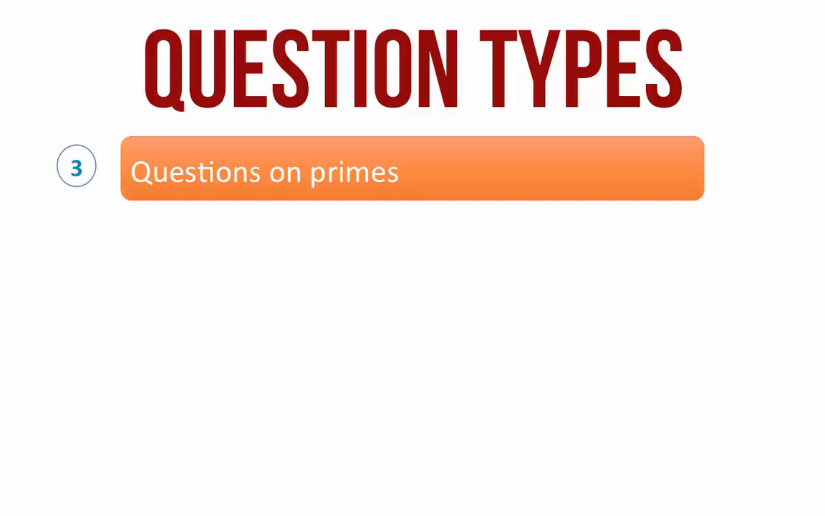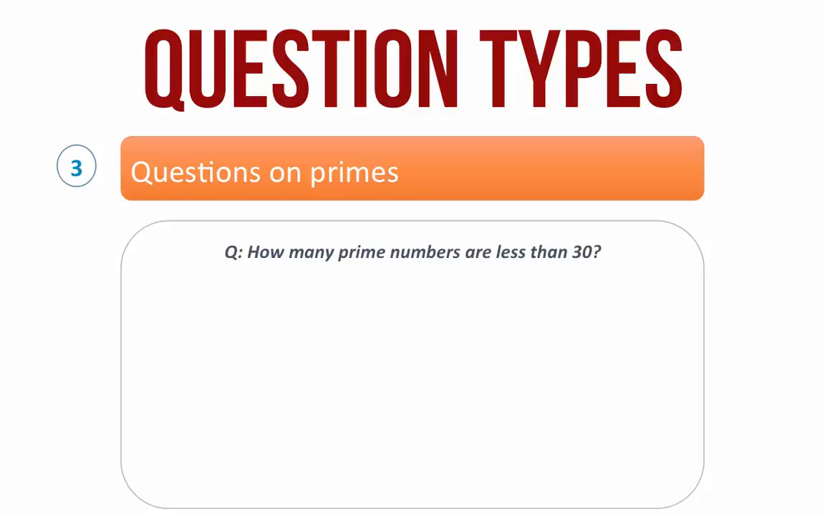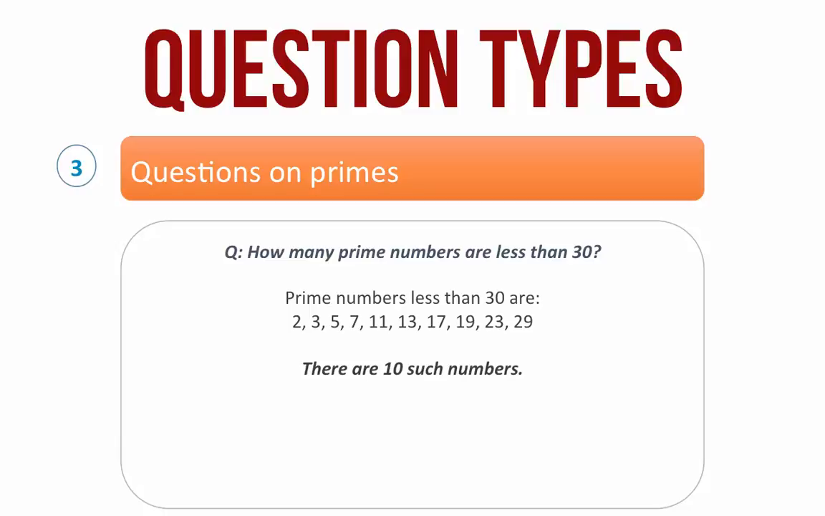Questions on primes. How many prime numbers are less than 30? Prime numbers less than 30 are 2, 3, 5, 7, 11, 13, 17, 19, 23, 29. There are thus 10 such prime numbers.